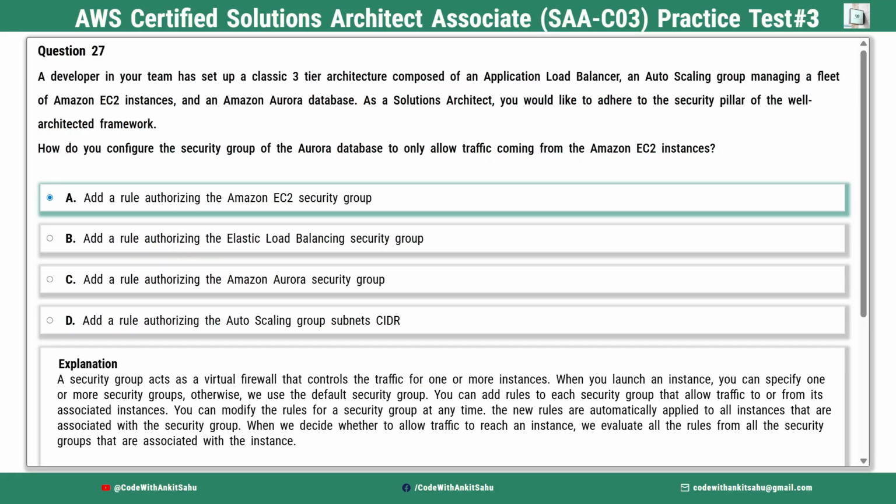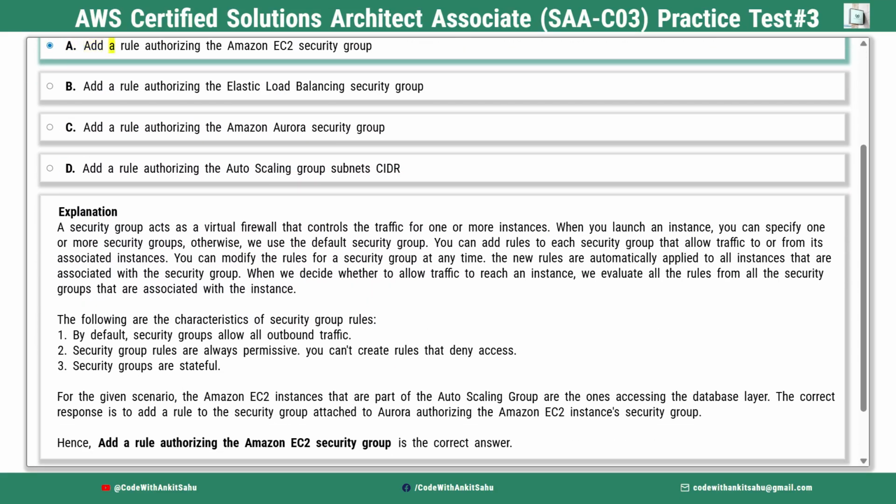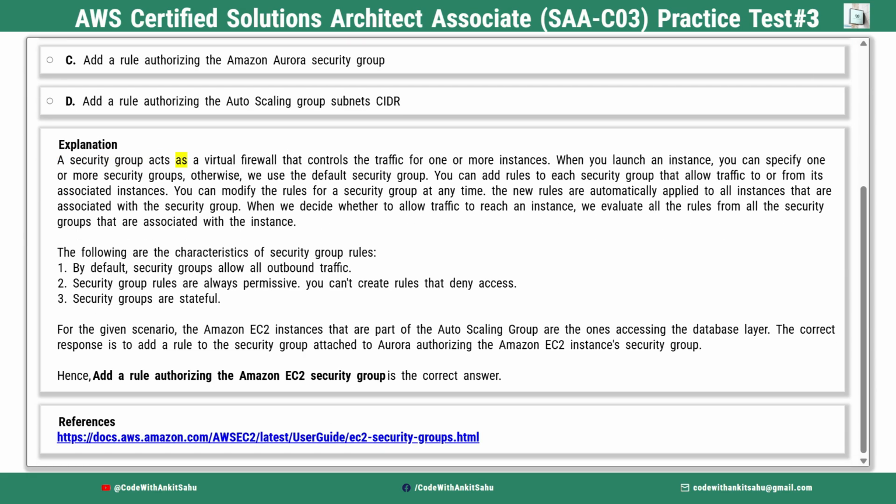Correct answer. Option A. Add a rule authorizing the Amazon EC2 security group. Explanation: a security group acts as a virtual firewall that controls the traffic for one or more instances. When you launch an instance, you can specify one or more security groups, otherwise, we use the default security group. You can add rules to each security group that allow traffic to or from its associated instances.